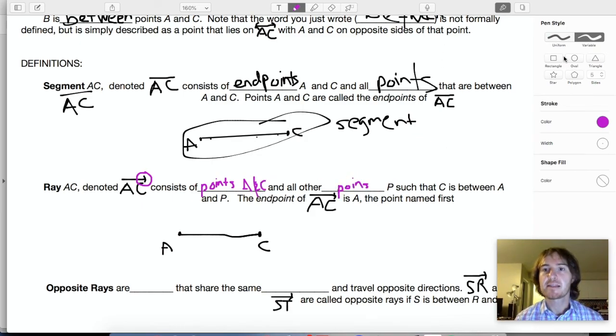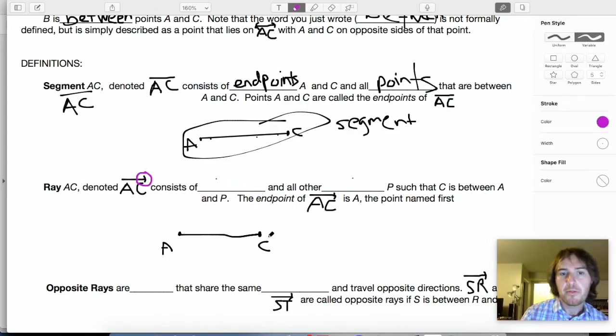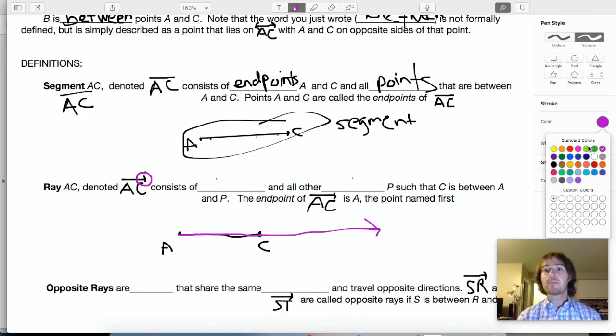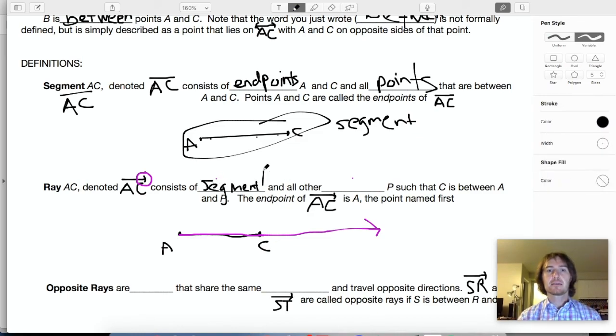Oh, this doesn't make sense. This is what I meant to put here. Let me actually draw out the ray for you here. Ray AC is actually this. Boom. Okay, this here is ray AC. So ray AC consists of segment AC and all other points P such that C is between A and point P.